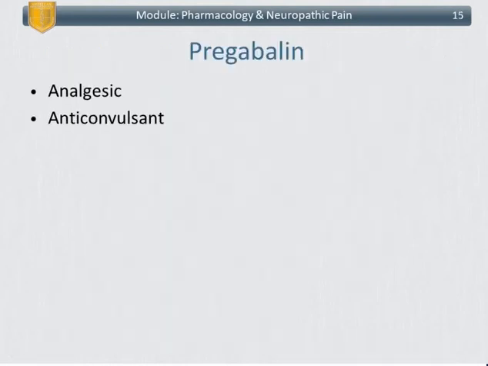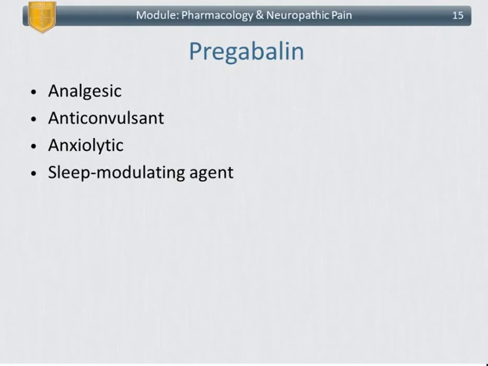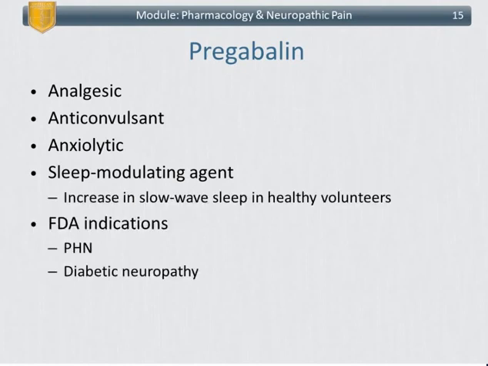So pregabalin is analgesic, anticonvulsant, anxiolytic. It's a sleep modulating agent where it increases slow wave sleep. It's indicated for postherpetic neuralgia, for diabetic neuropathy, for myelopathic pain, and for fibromyalgia, meaning FDA labeled for those purposes.